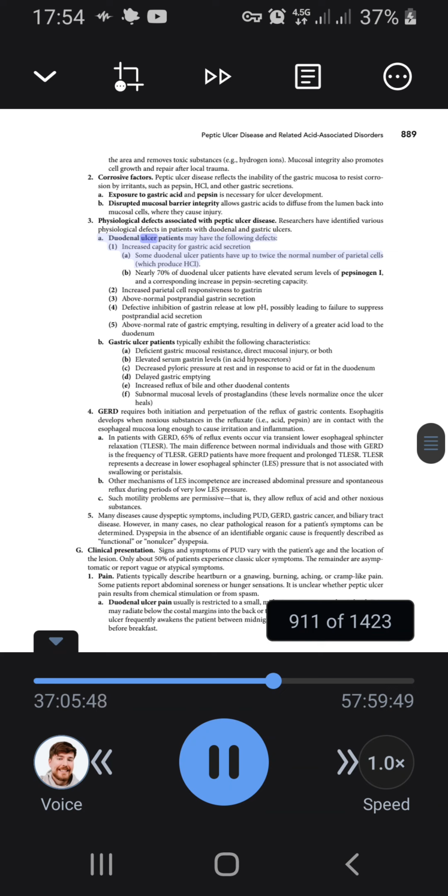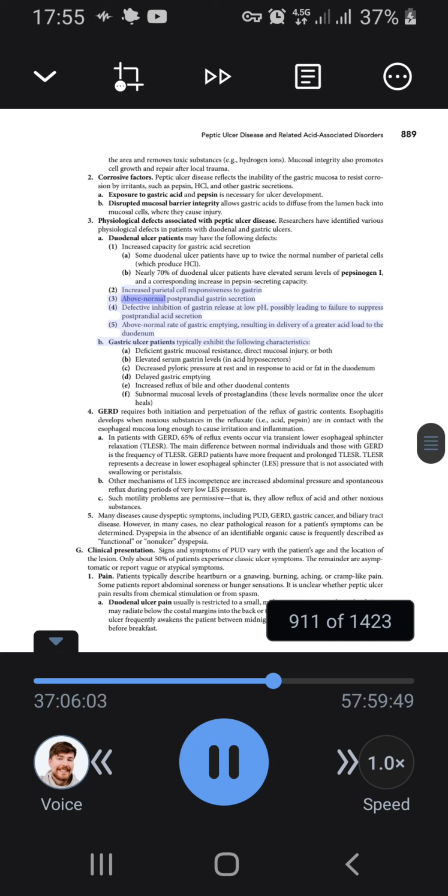Duodenal ulcer patients may have the following defects. 1. Increased capacity for gastric acid secretion. Some duodenal ulcer patients have up to twice the normal number of parietal cells, which produce HCl. B. Nearly 70% of duodenal ulcer patients have elevated serum levels of pepsinogen I and a corresponding increase in pepsin-secreting capacity. 2. Increased parietal cell responsiveness to gastrin.